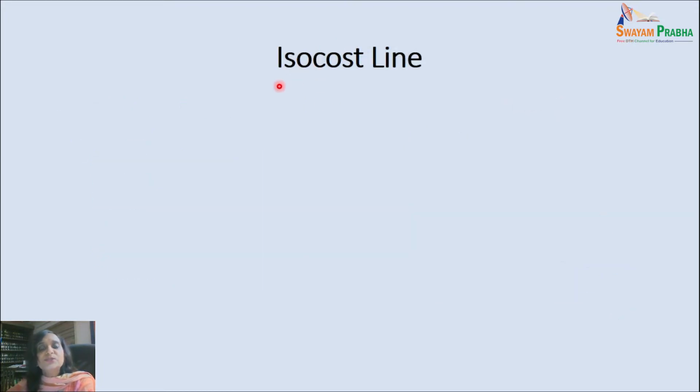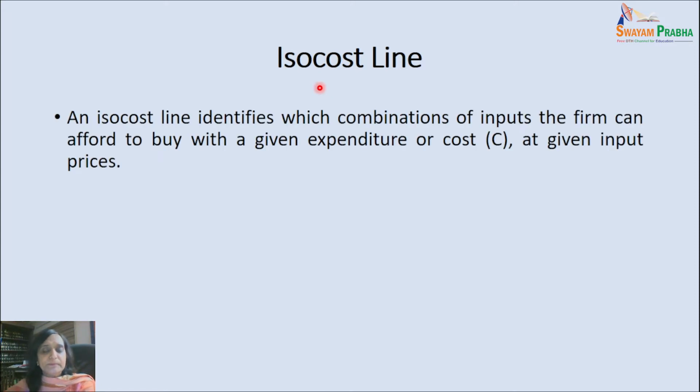Now let us move ahead with the new concepts which we are going to talk about today, and the first concept therein is the iso cost line. As the name indicates and as I have explained to you earlier, iso basically means equal. So this line means equal cost line. Let us see the formal definition of this iso cost line. We say iso cost line identifies the combinations of inputs the firm can afford to buy with a given expenditure or cost at given input prices.